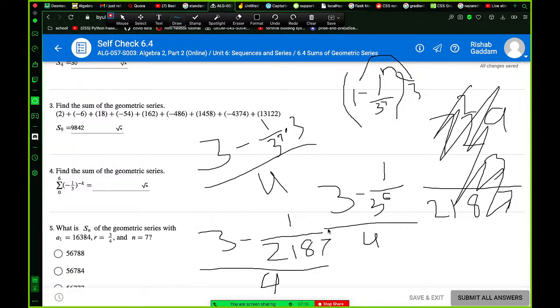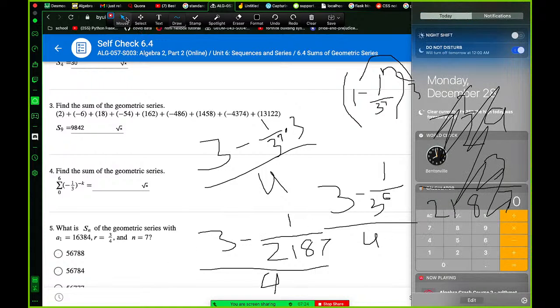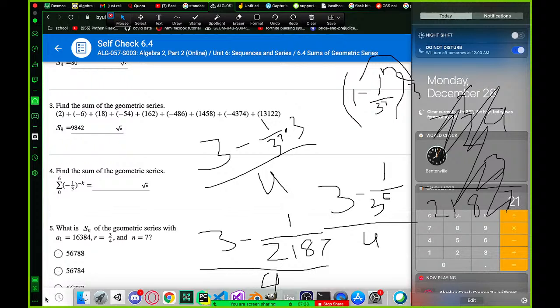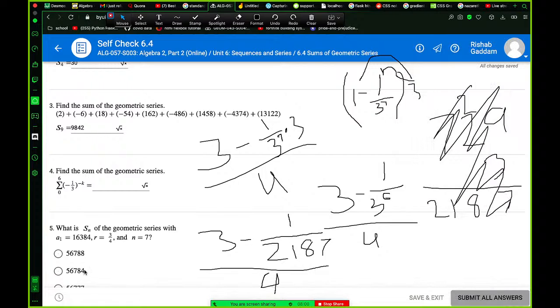Okay, so 2,187 divided by 3. Okay, I'm guessing, yeah, that's 729. Divided by 4. Okay, 729 divided by 4. Yeah. Wait, no. Yeah, you're right. It would be 2,187 divided by 729, right? No. See, actually no. We're supposed to be subtracting this, so it's gonna be something close to 2.